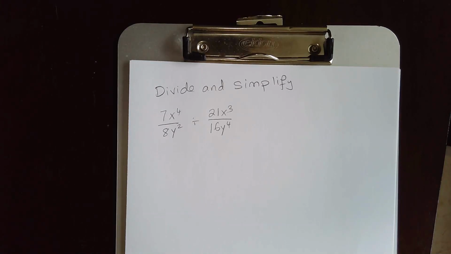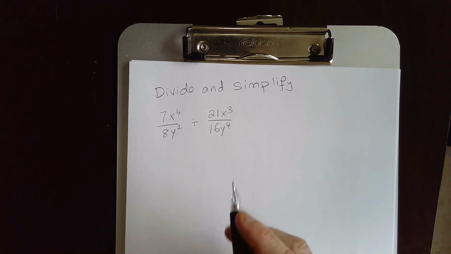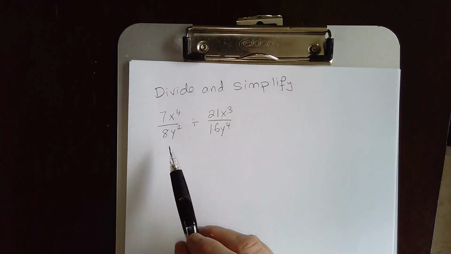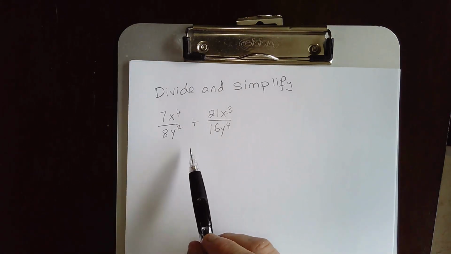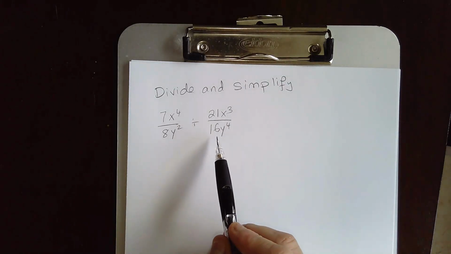Everybody, today we're going to divide rational expressions. We have 7x to the fourth over 8y squared divided by 21x cubed over 16y to the fourth.